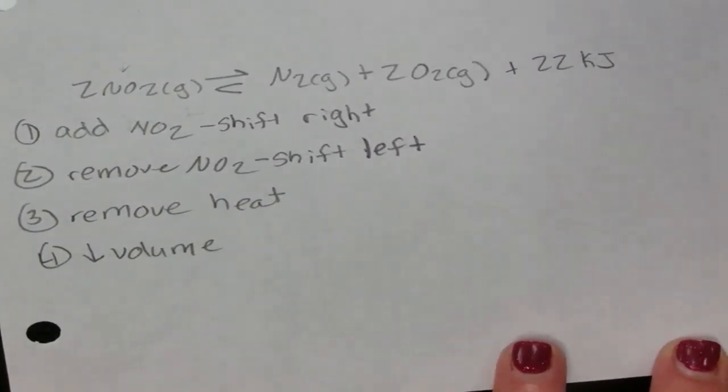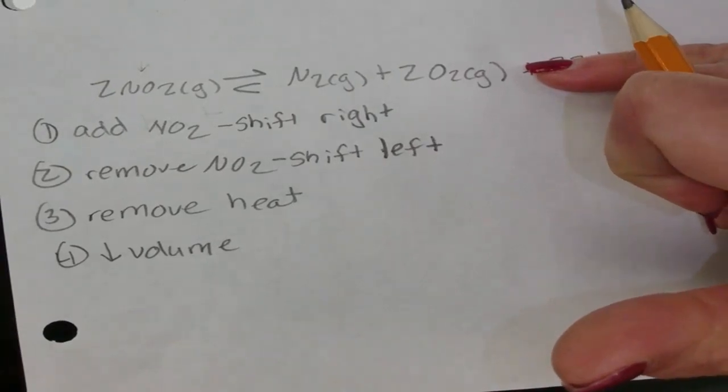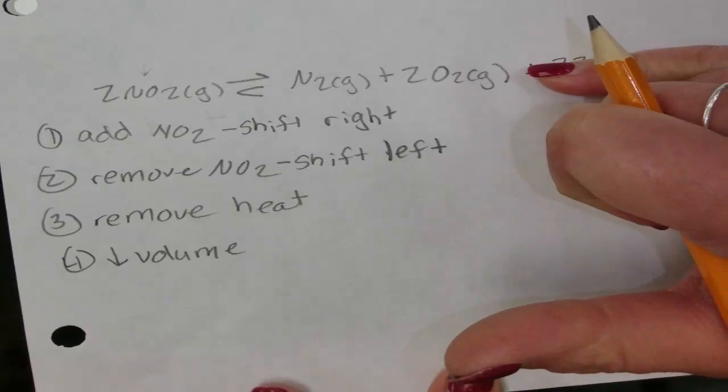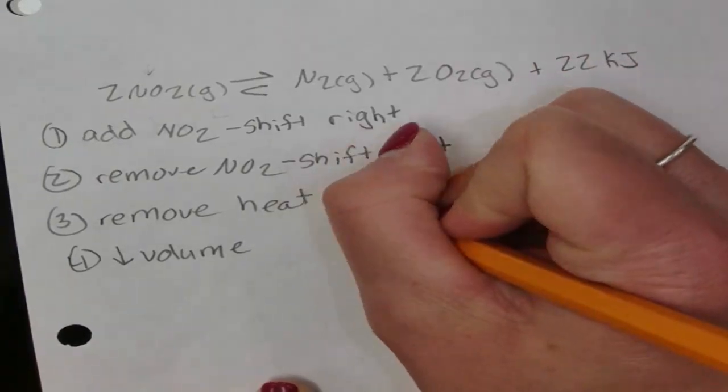If I remove heat, heat is my kilojoules. Heat is a product. I need to replace what I have taken out. So to replace it, I need to make more products. I have to make more heat. So that would be a shift right.